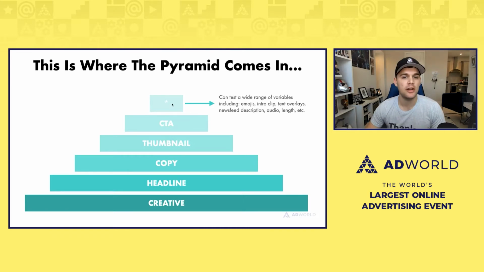Emojis, no emojis, an intro clip, different intro clips for the videos, text overlays, newsfeed description, audio, the length of the video, the length of the copy. There's all these additional variables that you can make these smaller blocks going up all the way. But these are like the 5 big ones that we test.